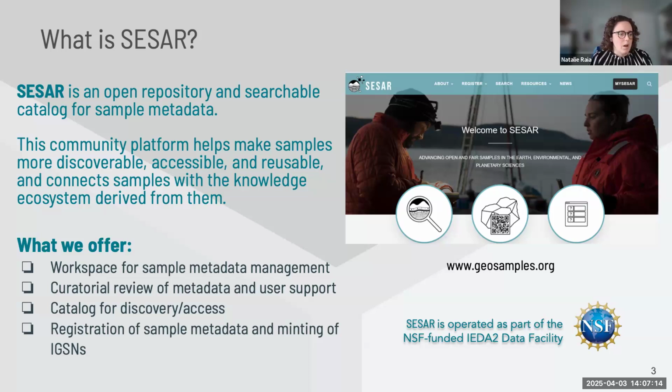As well, we offer minting of IGSNs, International Generic Sample Numbers. And so that allows you to have a persistent and globally unique identifier, the IGSN, where you can simply send this number, which is a DOI. You could send that to a collaborator, you can cite it in a paper, you can cite it in a data set, and that allows you the ability to link back to that original sample metadata. Our website is www.geosamples.org.